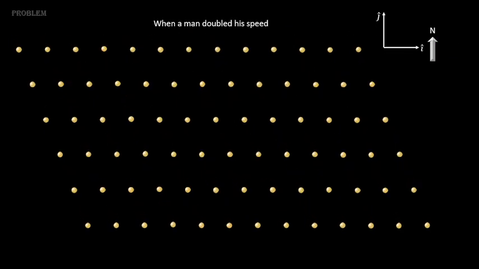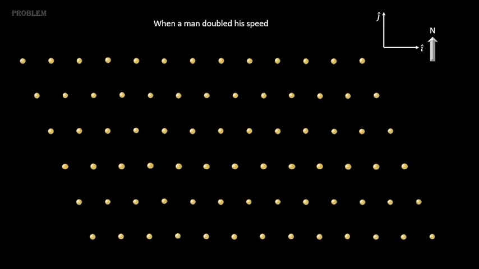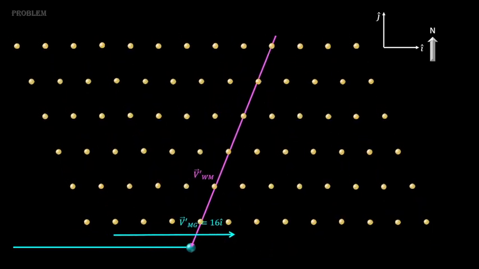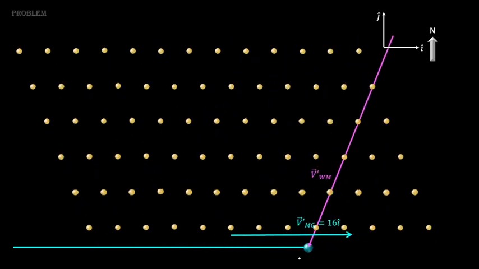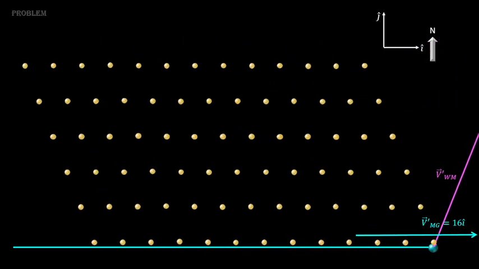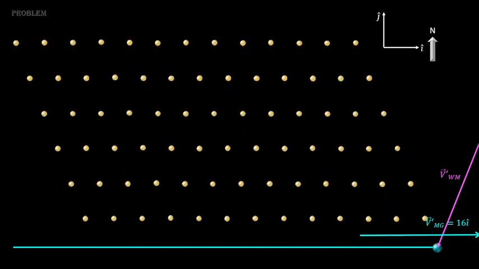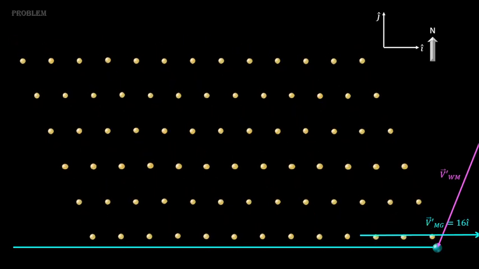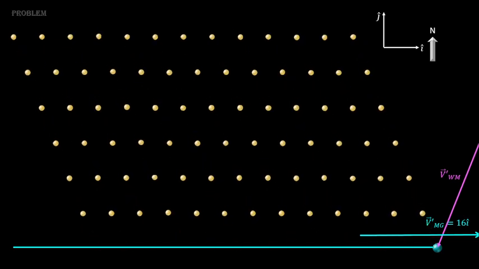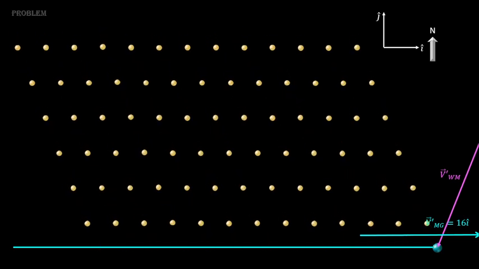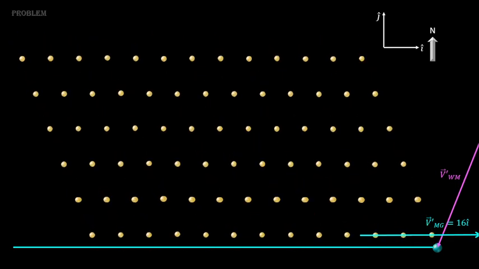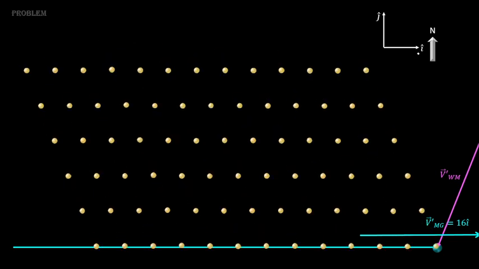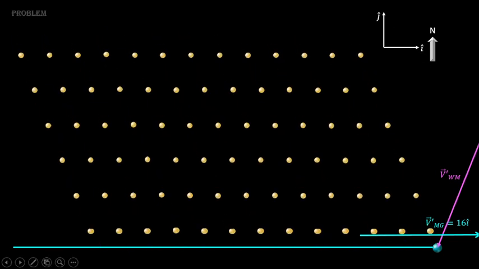Now when man doubles his speed, the wind velocity relative to the ground is not affected. So you see the balls moving in the same way. So when the speed is doubled, the wind appears to hit the man from northeast direction. Northeast direction means the direction midway between north and east, making an angle of 45 degrees with east and north, that is with the vector i cap and with the vector j cap.